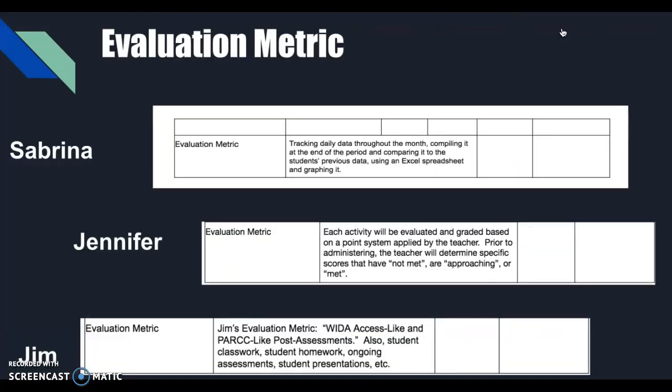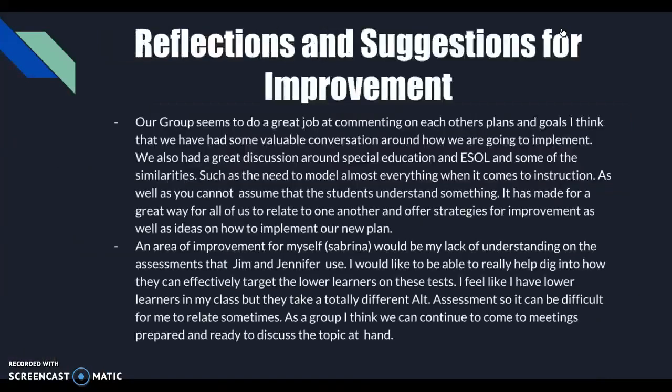And then we went over the evaluation metric. So again, I won't spend too much time reading those, but here's each of our evaluation metrics on how we are going to determine whether or not they have met the criteria that we have set up.